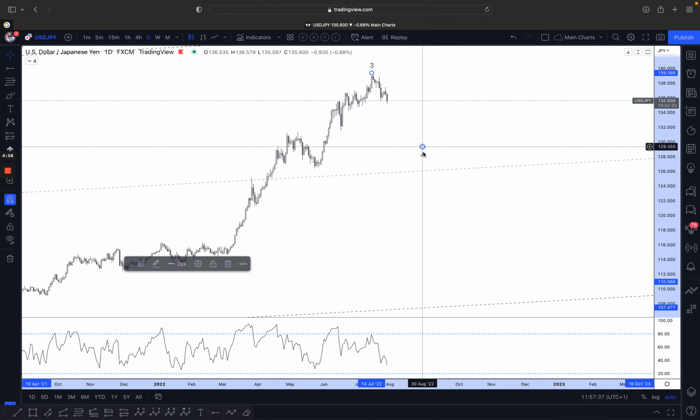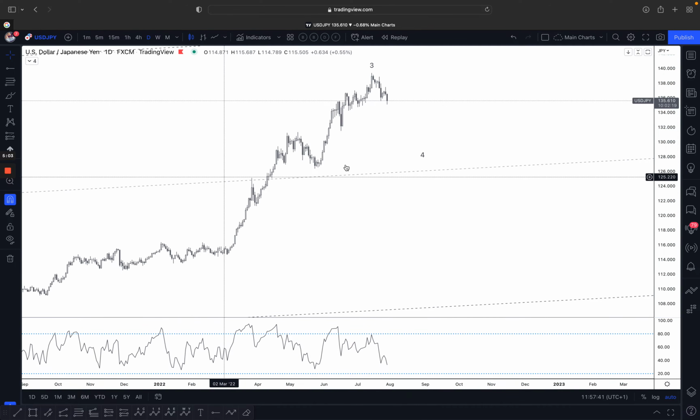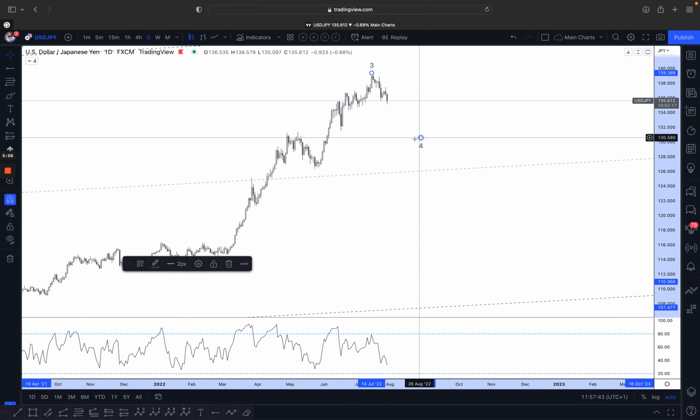However, looking at the divergence, this wave 3 has probably run out of steam, and we are unfolding wave 4 at the moment. We're going to require a lot of patience to see how wave 4 unfolds, because wave 4, for one, is a time-based correction, so it does take its sweet time most of the time.